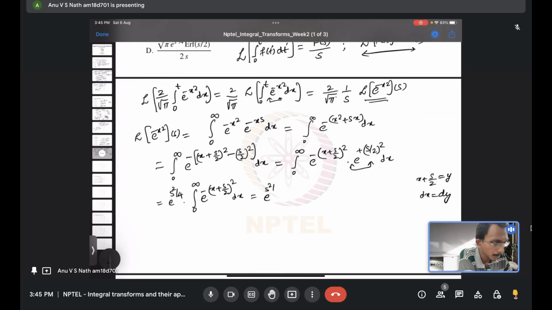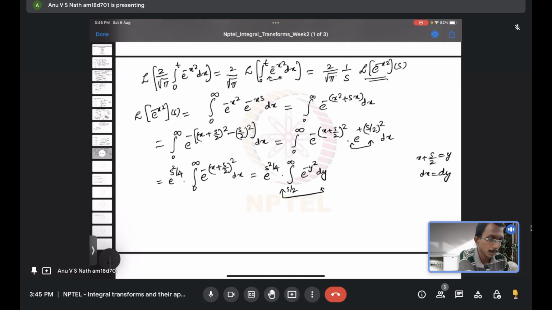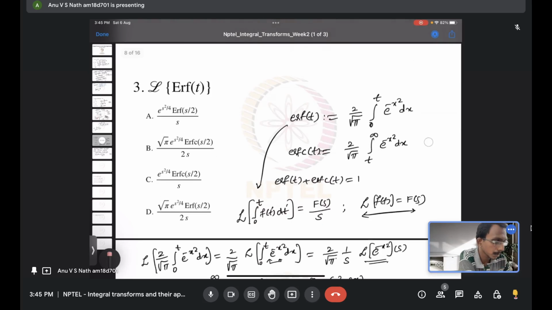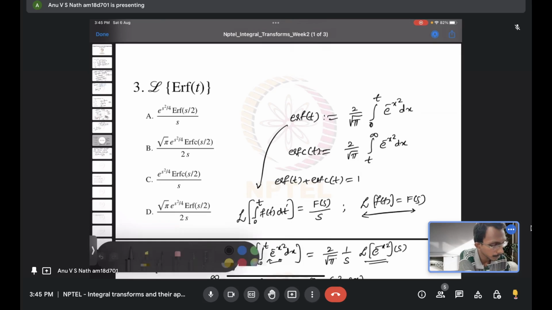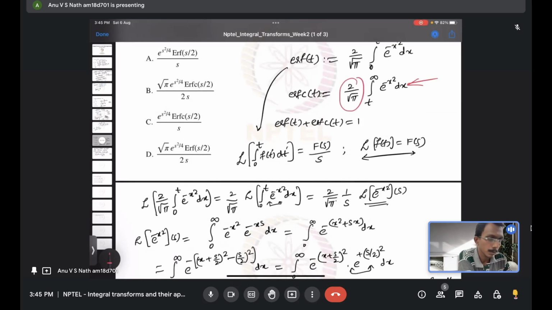So e raised to s square by 4 into the integral becomes e raised to minus y square dy, where y goes from, because x is going from 0 to infinity, y will go from s by 2 to infinity plus s by 2, let's just say it's infinity only. So now you see this is resembling the complementary error function, just that we don't have the normalization constant. This is the definition of complementary error function with a 2 by square root of pi in front.